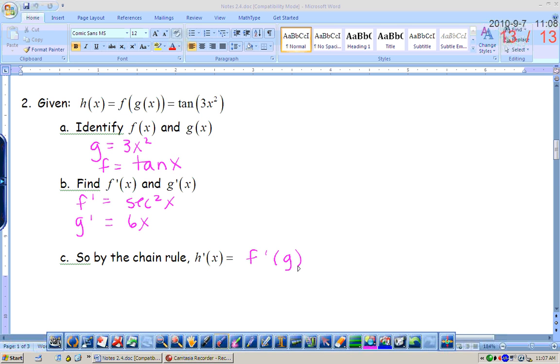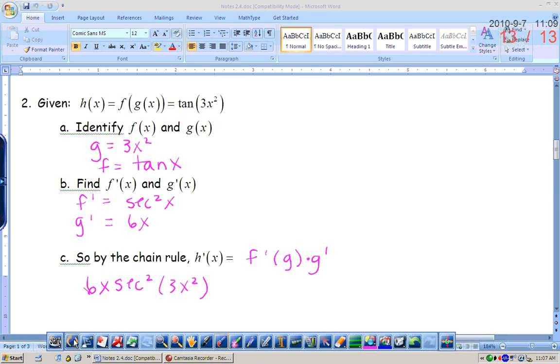So I'm looking for f prime of g times g prime. So f prime of g would be what? Secant squared 3x squared. And then times g prime is 6x. Personally, I like for coefficients to go in front of the secant squared, but you don't have to. You could have written times 6x.